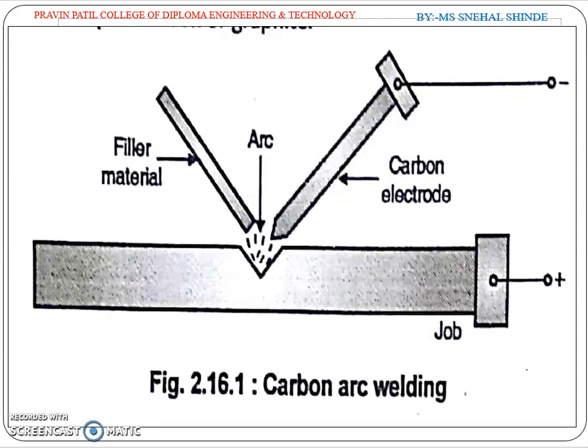Next is the carbon arc welding. The electrode used in this type of welding is made up of carbon or graphite.